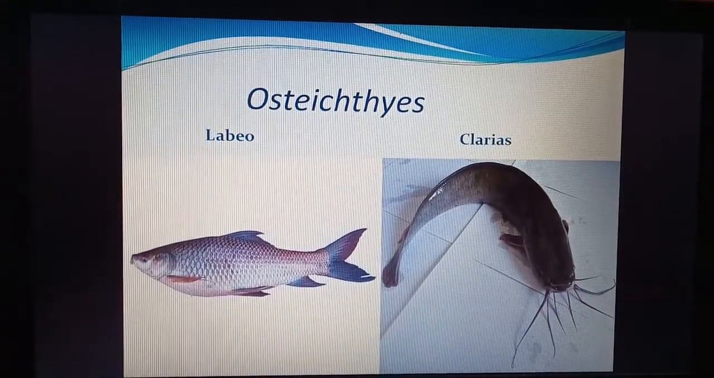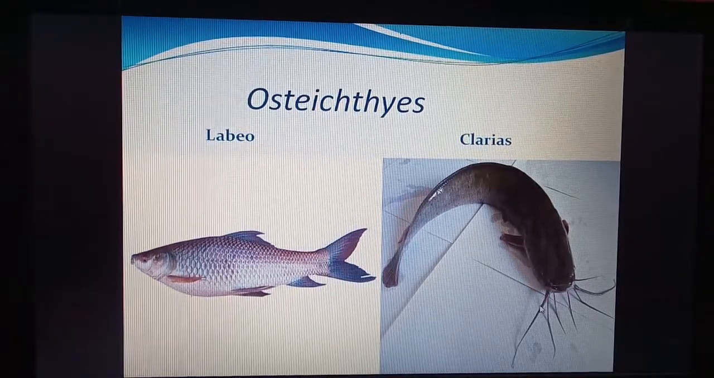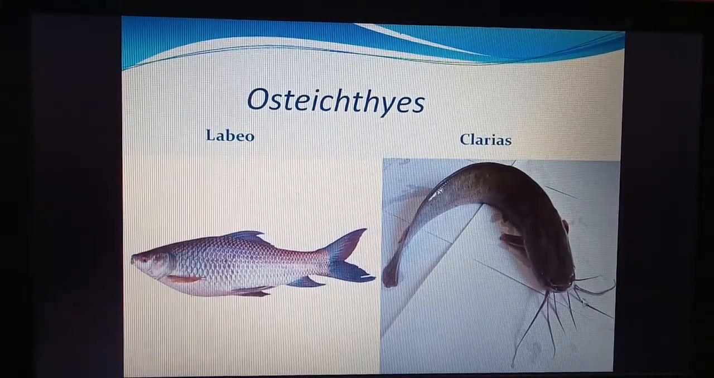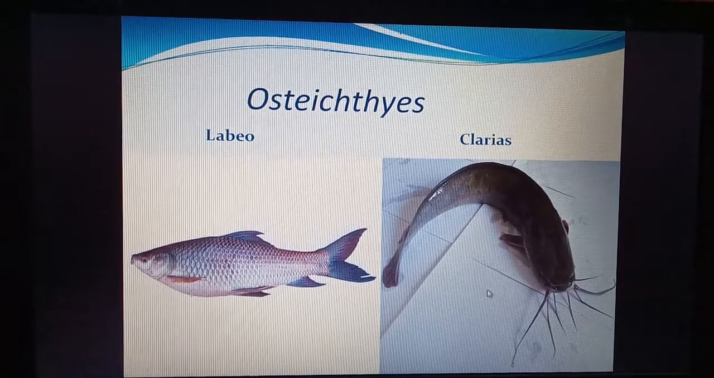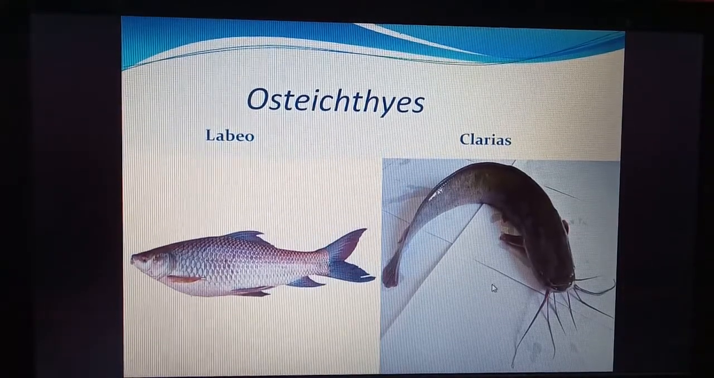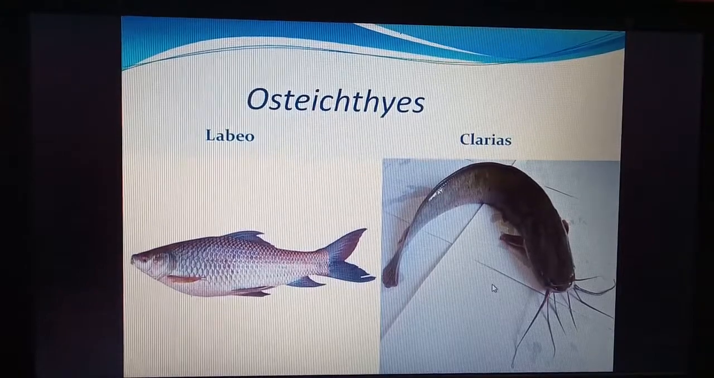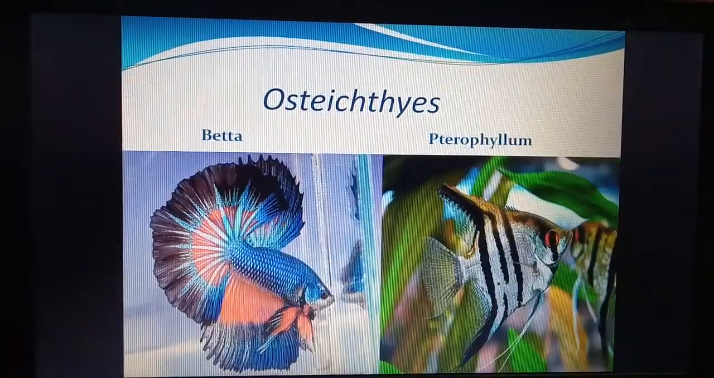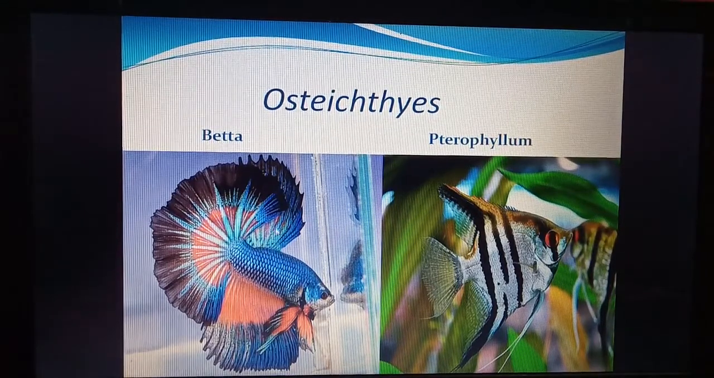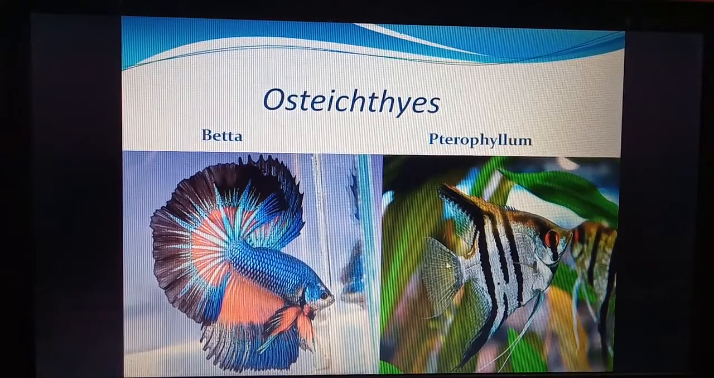Now the next is Labeo. We can see the operculum or gill cover is present. And this is Clarias or catfish. We can see it has bristle-like structures over the mouth. That's why it is called catfish. In Hindi it is called Magur. These are edible. Here we can see the aquarium fish Betta, which is very colorful, and this is Pterophyllum. Both of these are mostly used in aquariums.